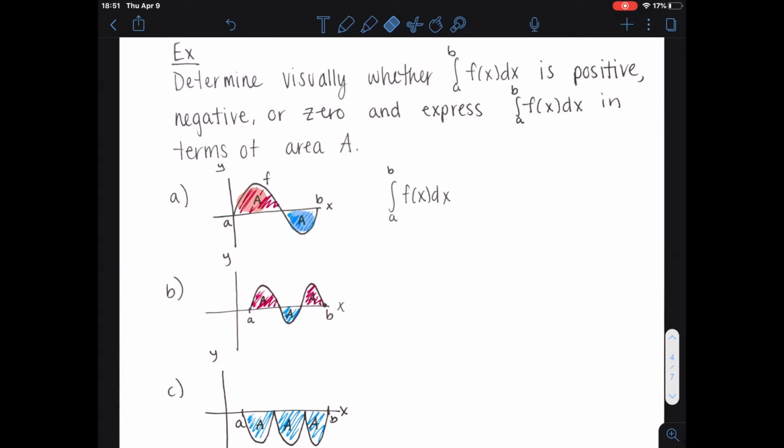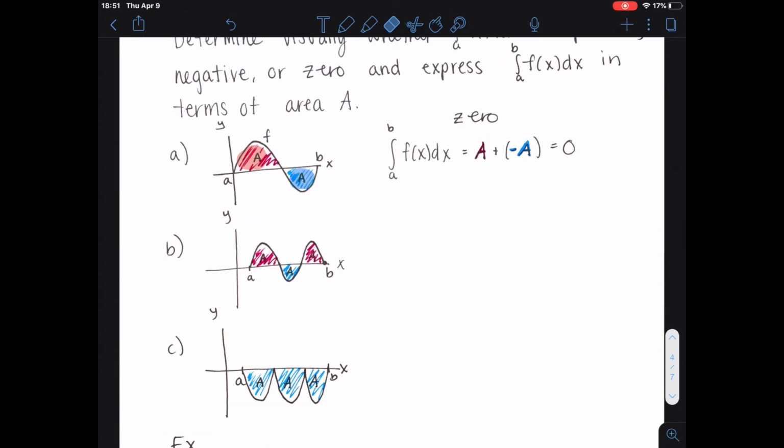So if I integrate from a to b of this function, I've got a piece that has positive area A and a piece that has negative area, which is negative A. So when you add these two together, you have one piece that's above, one piece that's below. They're exactly the same thing. It's just going to wipe out and the area is going to equal 0.